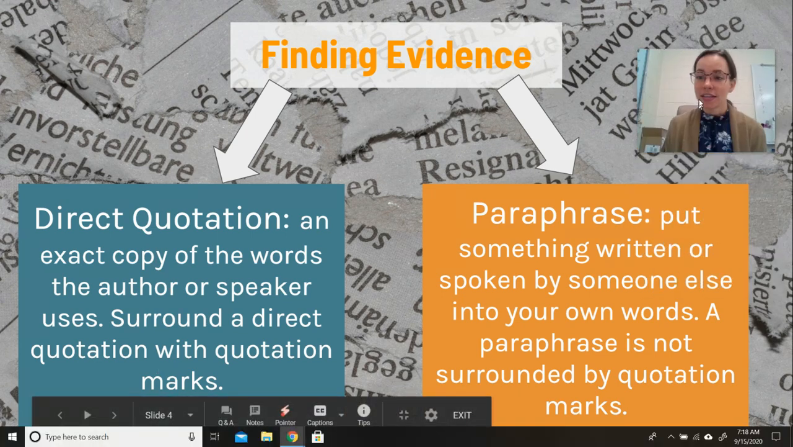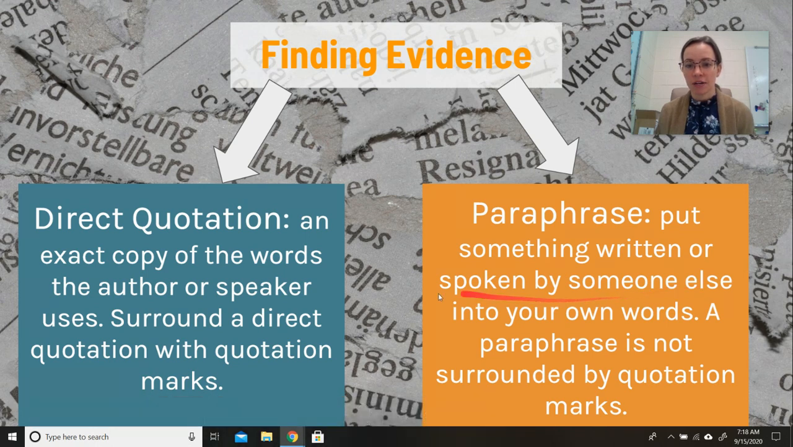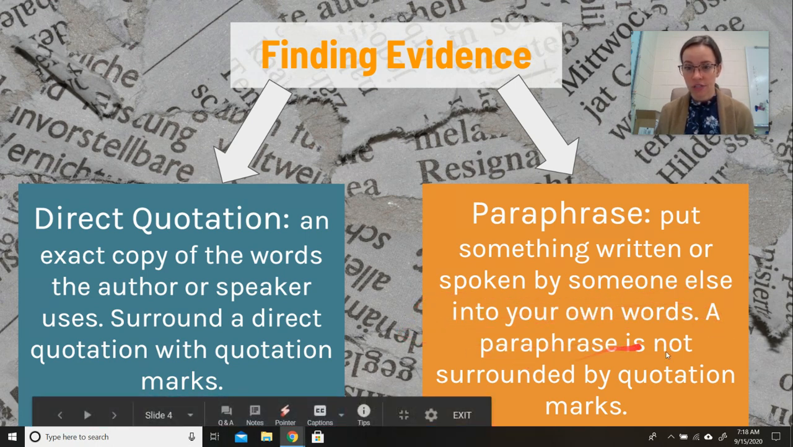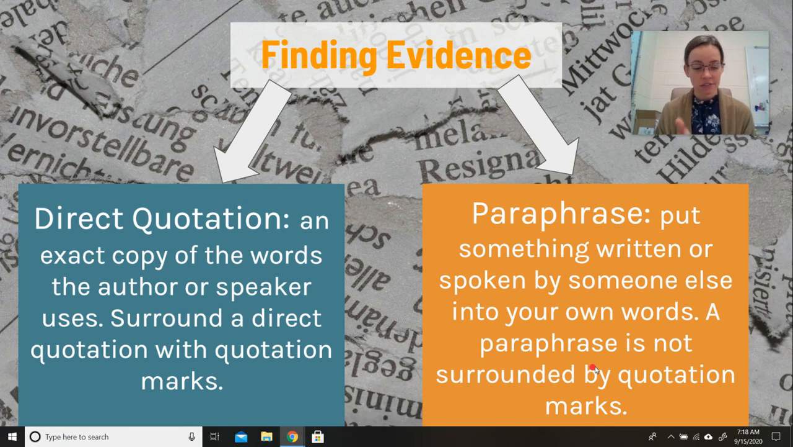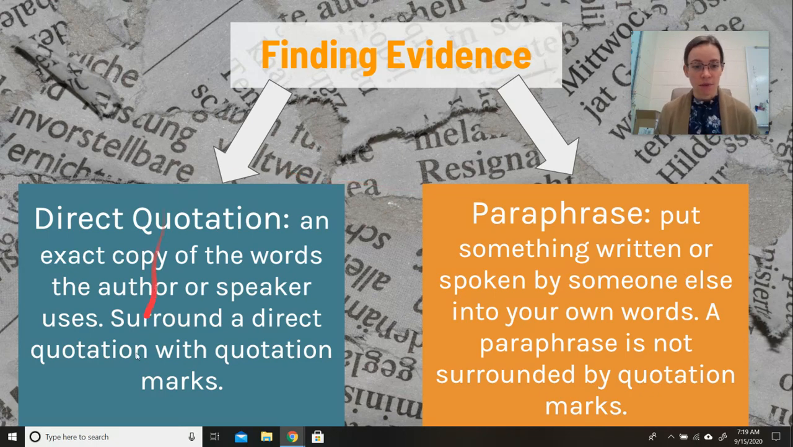On the other hand, a paraphrase is when you put something written or spoken by someone else into your own words, and a paraphrase does not have quotation marks. A good strategy for paraphrasing is to read the text that you want to paraphrase, close the book, and then write about it from memory. So your paraphrase must be accurate. You can't change information in a paraphrase, but a good way to avoid accidentally copying or plagiarizing is by closing that book and writing about it from memory.